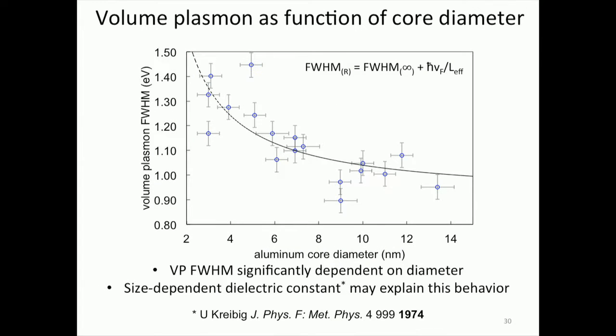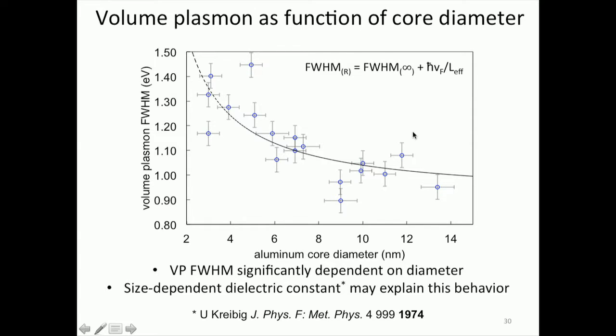Furthermore, we see here now the volume plasmon full width at half maximum, the width of the excitation, as a function of core diameter. We see a much bigger change, a much bigger modulation of the full width at half maximum as a function of diameter. You can see the width change from about 0.9 eV up to 1.5 eV, much more than the resonance energy.